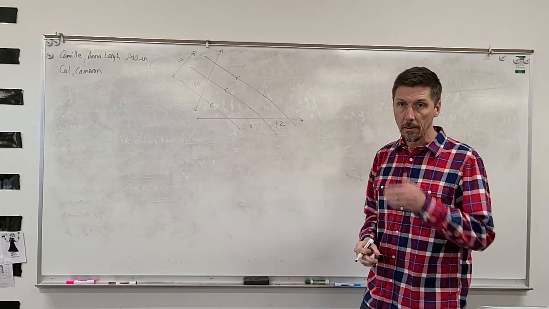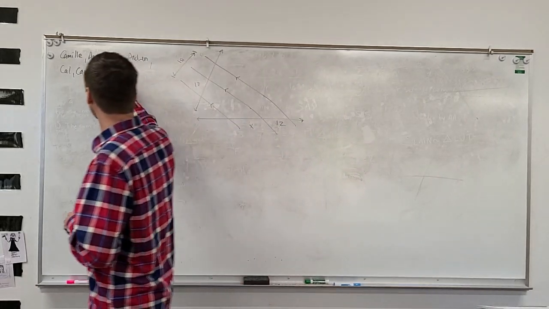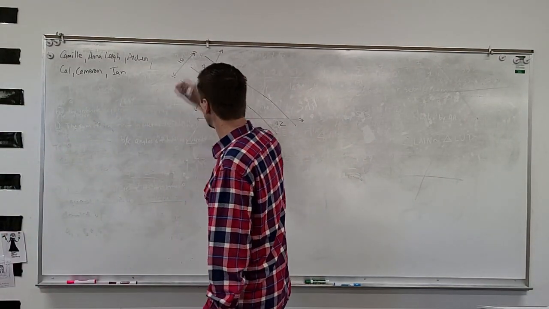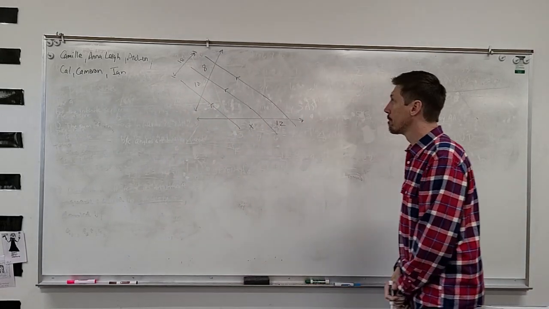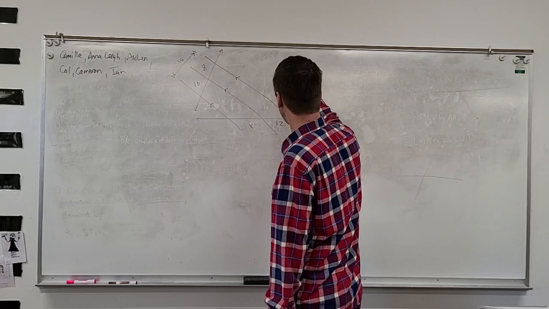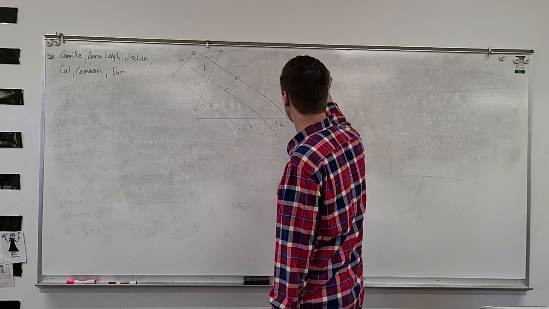Ian? So the 18 minus 10 is 8, so that means that's the length of that side, right? So it'd be 10 over 8 is equal to x over 12. 10 over 8 equals X over 12. That's correct.